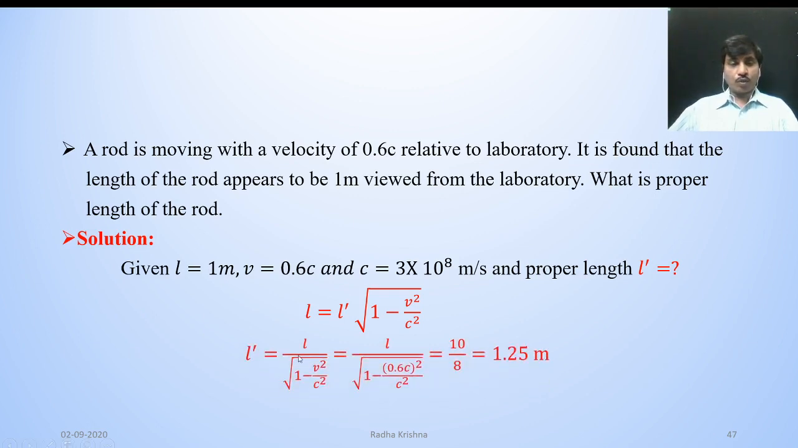L dash is equal to 1 by square root of 1 minus v squared by c squared, that is equal to 1 by square root of 1 minus (0.6c) whole squared by c squared, that is equal to 10 by 8, that is equal to 1.25. That means the actual length of the rod is 1.25 meters. That is called the proper length. If the rod is moving with velocity 0.6c, then the length of the rod appears to be 1 meter.